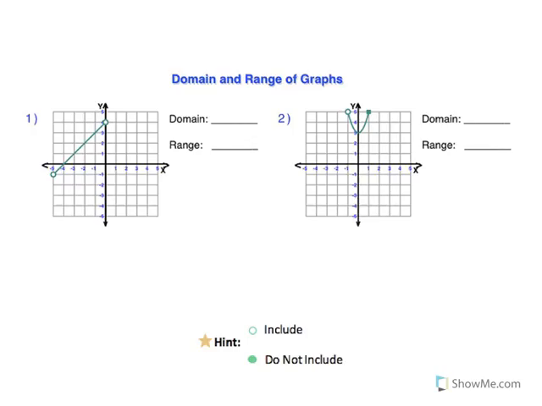Let's practice with these questions from the homework. Here, we need to identify the domain and the range of this graph. So let's start with the domain. Remember, we want to put a dot at the lowest x value and then put a dot at the highest x value.